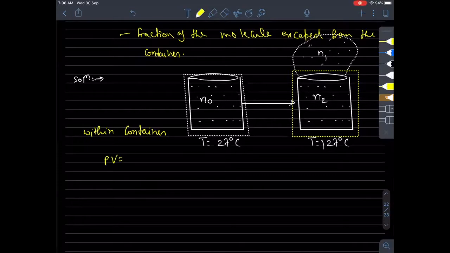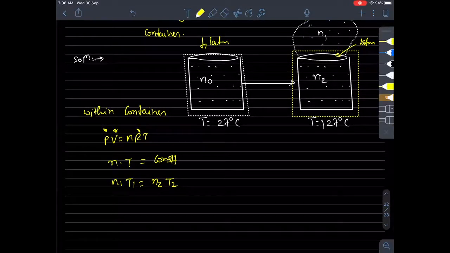so what will be the situation? You already know PV is equal to nRT. So pressure is constant, obviously, because 1 atm atmospheric pressure is applied. Even here also 1 atm. Right, and volume is constant. This time mole into temperature is constant basically. So the moment I am writing like this, N1 T1 is equal to N2 T2, guys. N1 T1 is equal to N2 T2 means, if I solve this, N1 into T1 is equal to N2 into T2. Let's solve this.